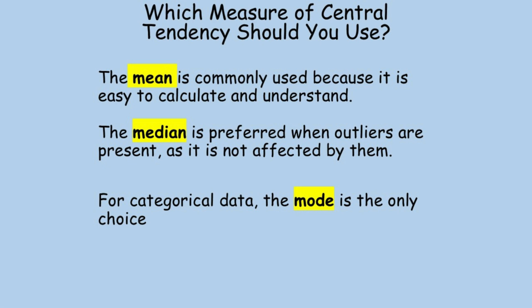Choosing the right measure. Mean is commonly used for numerical data but is sensitive to outliers. Median is better for skewed data or when outliers are present. Mode is the best choice for categorical data.